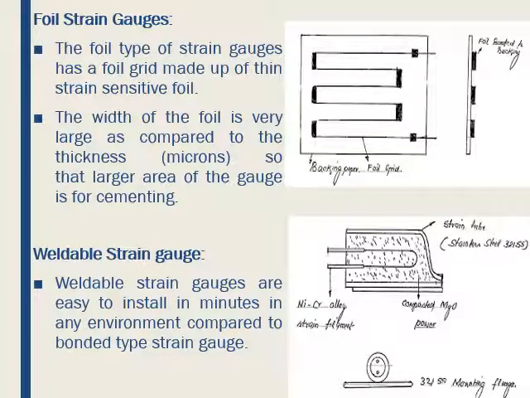In the foil type of strain gauges, it has a foil grid made of thin, strain sensitive foil. The width of the foil is very large as compared to the thickness of microns, so that a larger area of the gauge is available for cementing.